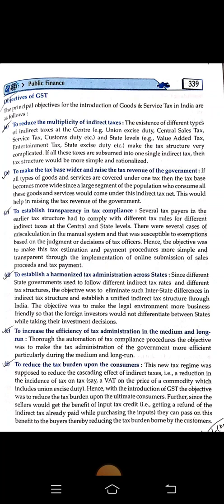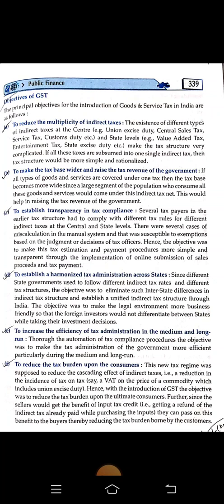Number two is to make the tax base wider and raise the tax revenue of the government. So if all the types of goods and services are covered under one tax, then the government earning from these taxes will have a wider base, as a large segment of the population who consume all these goods and services would come under the indirect taxes. They would help in raising the tax revenue of the government.